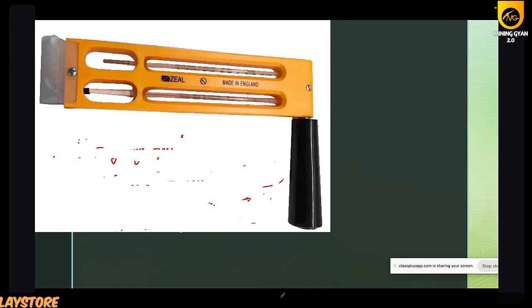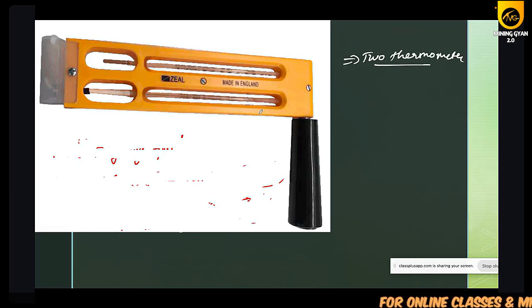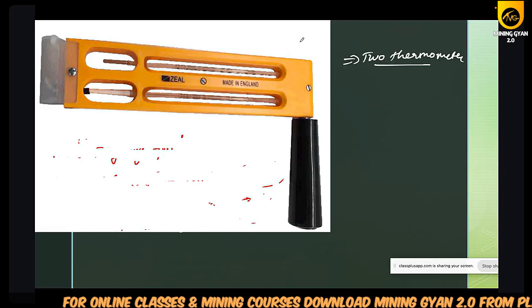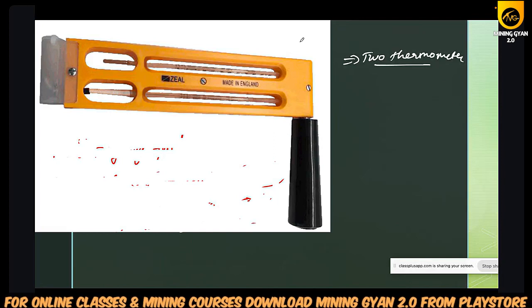This is the hygrometer, in which we use two thermometers. I think you have seen how we use it in your classes, you have seen the practical also, and we will see questions based on the hygrometer. So why do we use a hygrometer? To find out the relative humidity of the air, to find out how saturated it is with moisture.